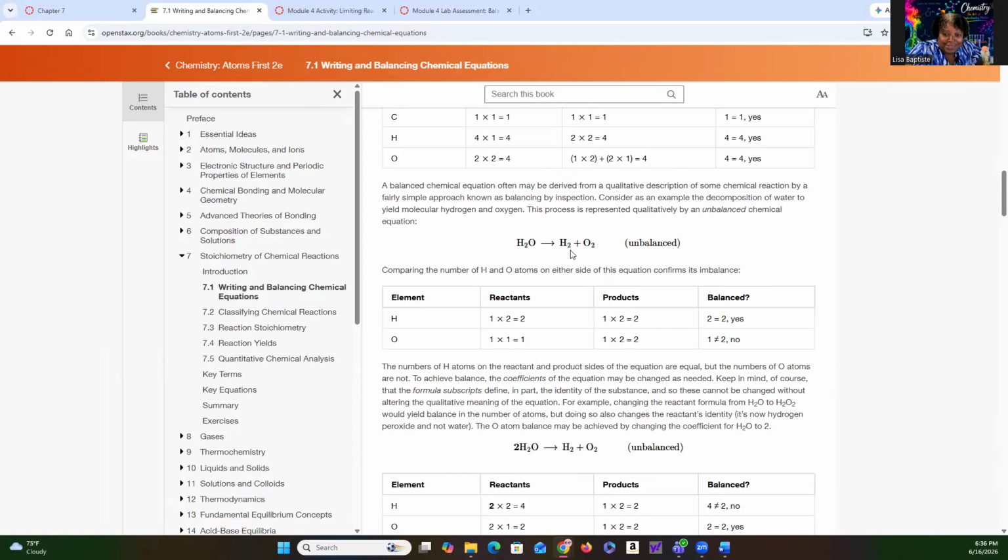So now we want to balance it. We want to add coefficients only. You never add subscripts, okay? Because the subscripts tell you what compound it is or what substance it is.